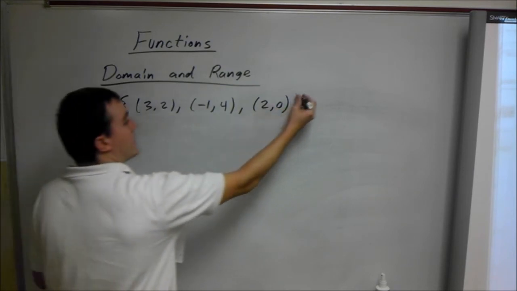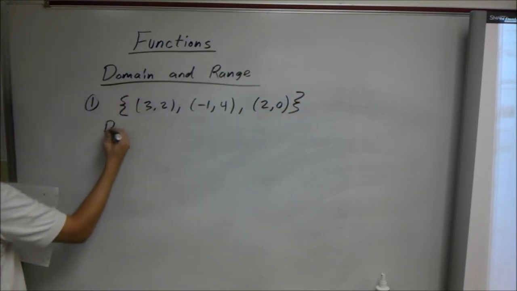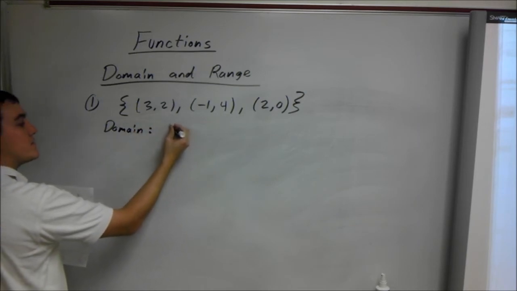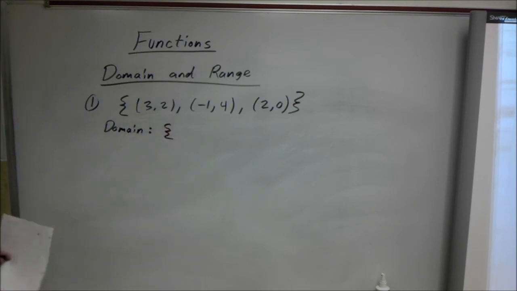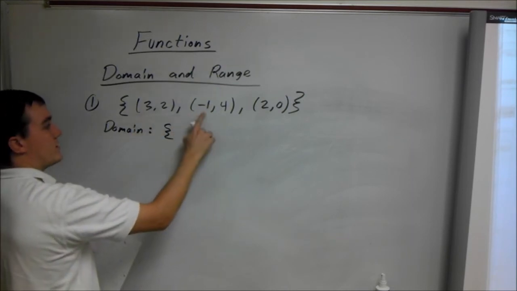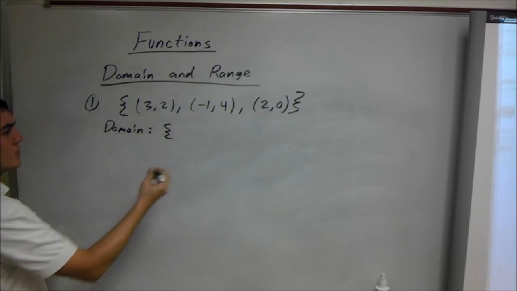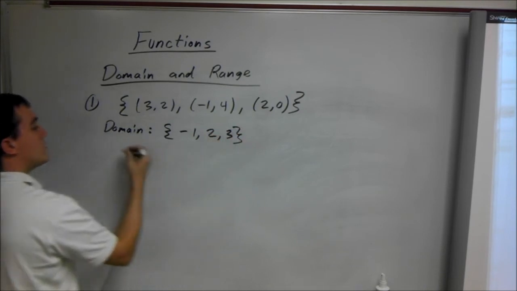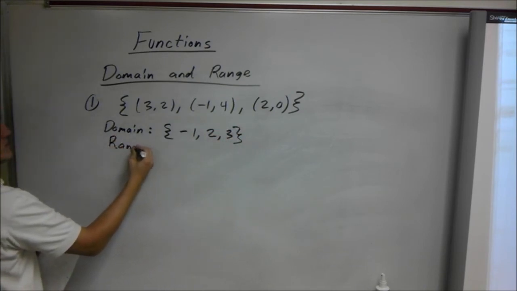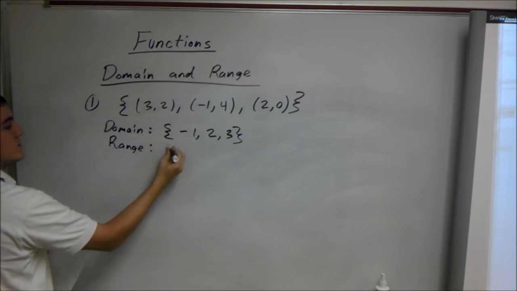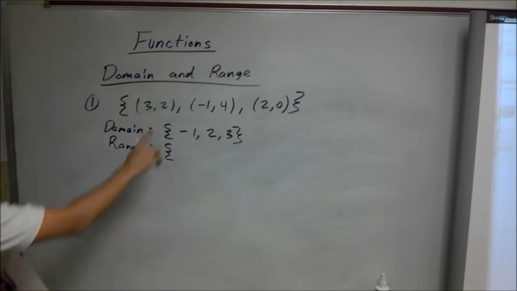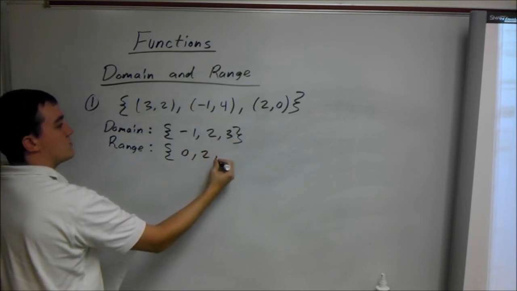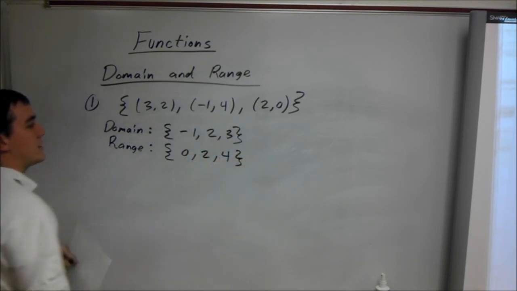If it asks for domain, that means it's just asking for all the x values. So we list it with a curly bracket, 3, negative 1, 2. And you can put them in order if you want. So we could say negative 1, 2, 3. Range, just the y values. 2, 4, 0. Can put them in order, 0, 2, 4. And that would be it.